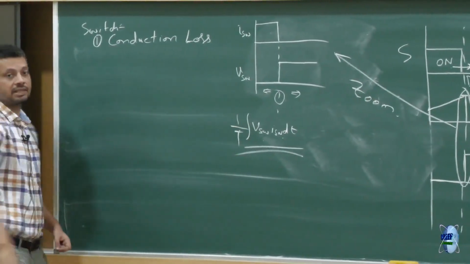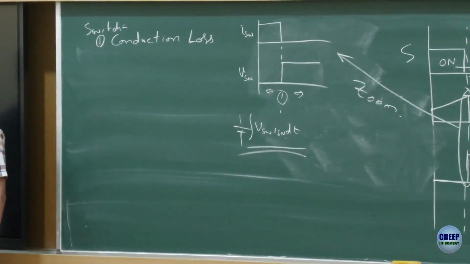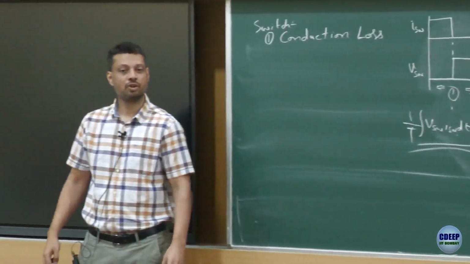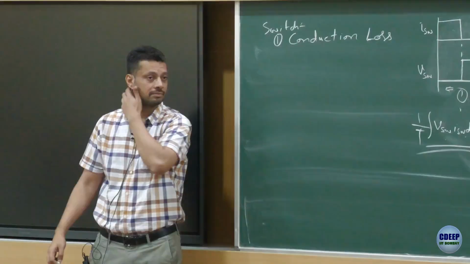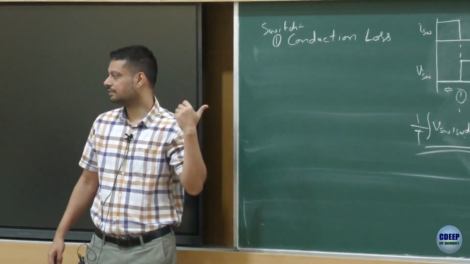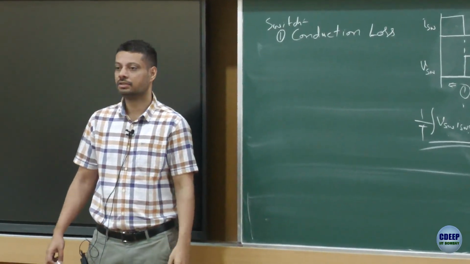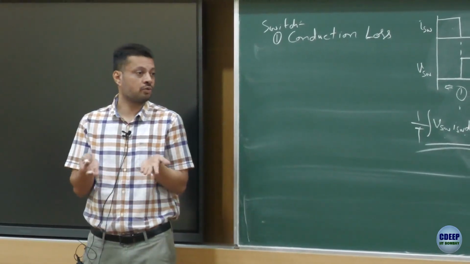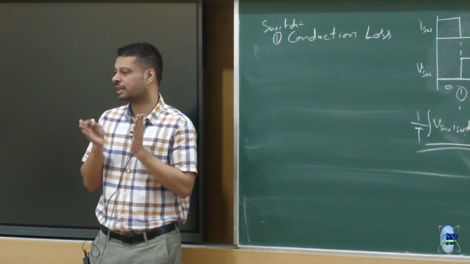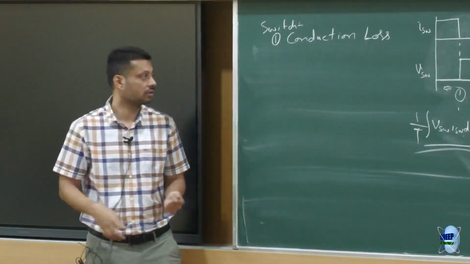So is conduction loss clear? Anyone has any doubt in conduction losses? You all know it beforehand? Or at least you get a sense. Any question, any doubt here? So whenever the switch is on, it could be a diode, it could be a MOSFET, whenever the switch is on, you will have conduction losses.